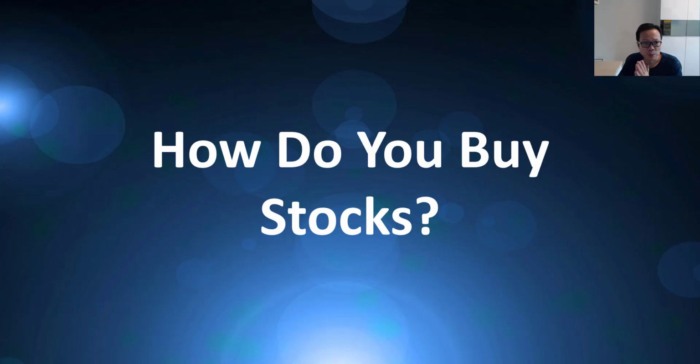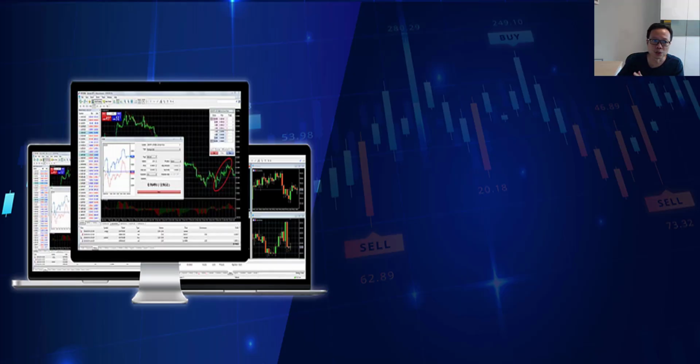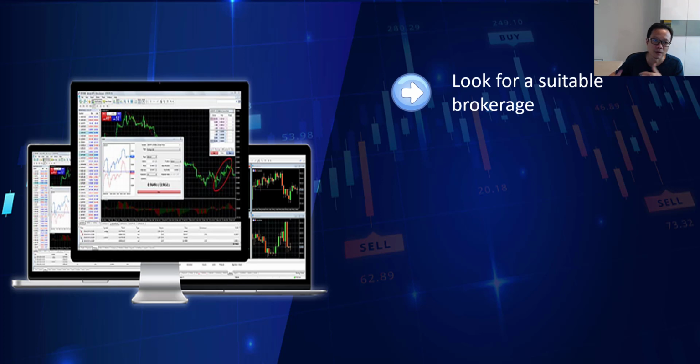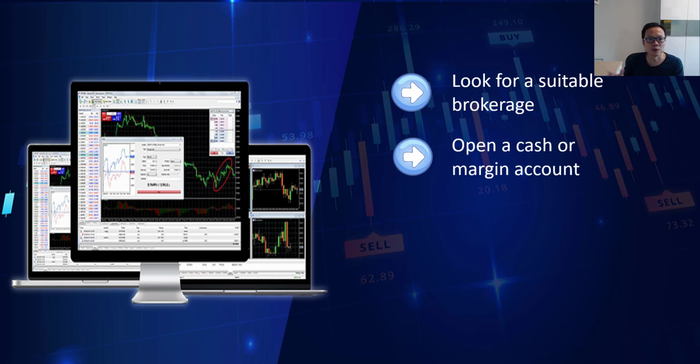So how do you go about buying stocks? The process is very simple. The first thing you need to do is to find yourself a good and reputable broker, for example, Interactive Brokers. Usually when you open an account with the broker, they will offer you 2 options. One is a cash account, the other is a margin account. A cash account means that you need to fully fund your purchases. So if you intend to buy $10,000 worth of Apple shares, then you need to have at least $10,000 of cash sitting in an account.